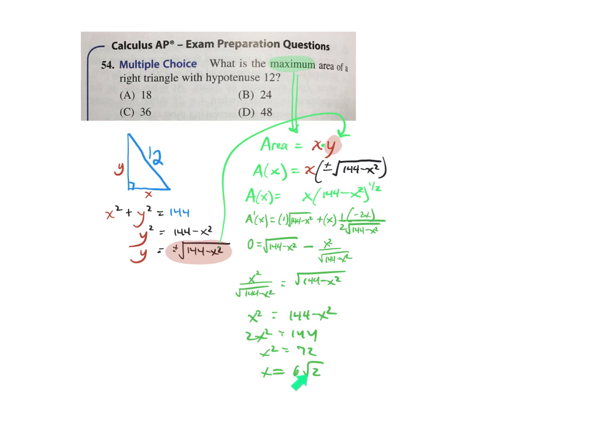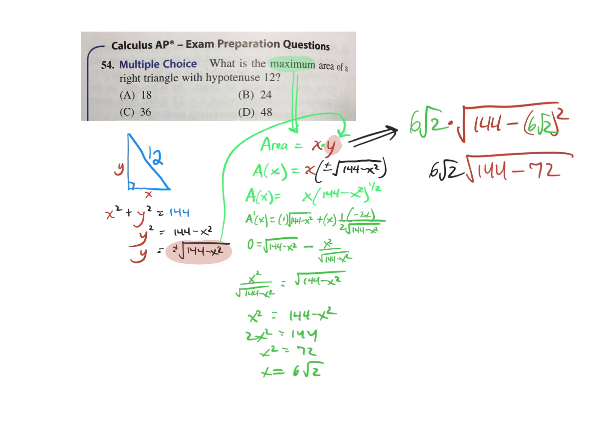We can just use 6 root 2 for x, find the area. It will be one of these answers. When x is 6 root 2, and y is the square root of 144 minus x squared, what do we get? And that's 6 times the square root of 144, which is 6 times 12, which is 72. Not one of the answer choices.